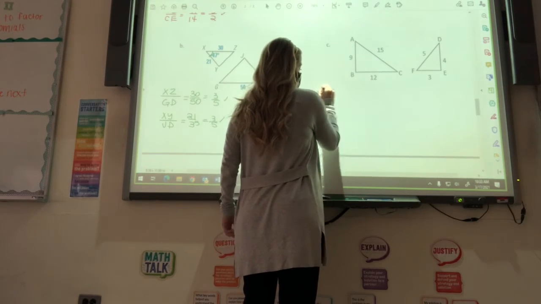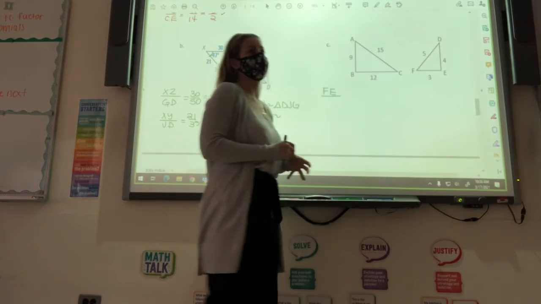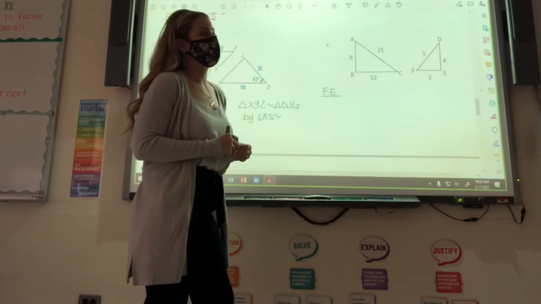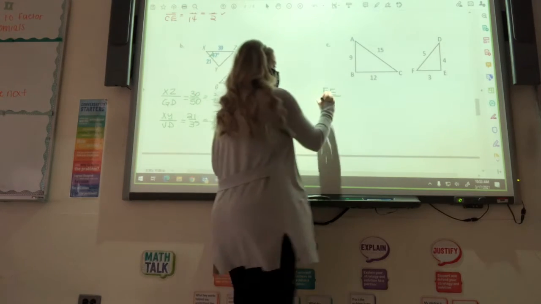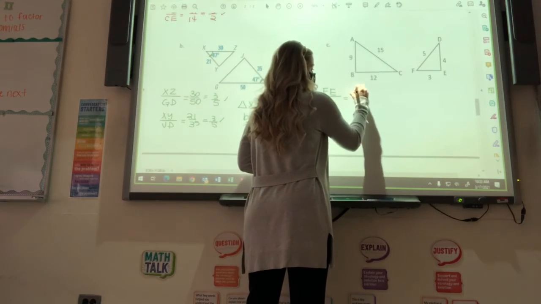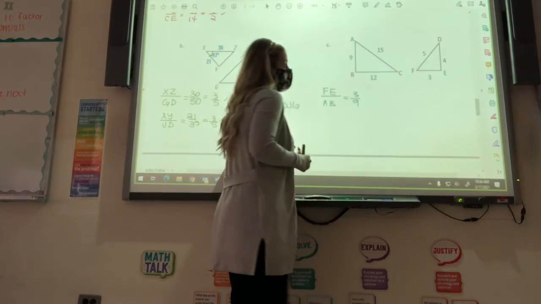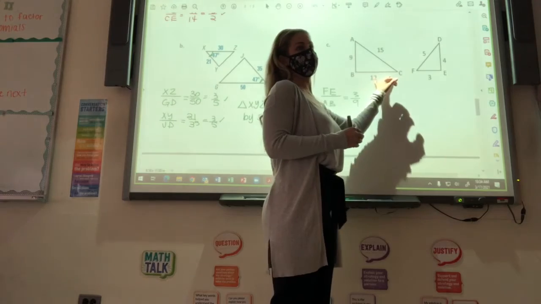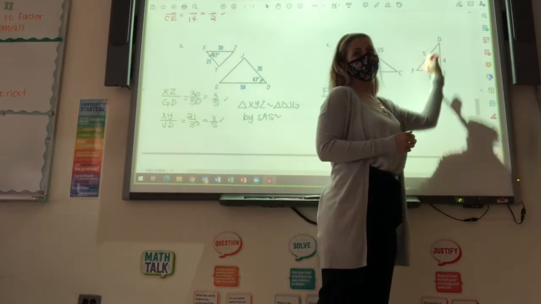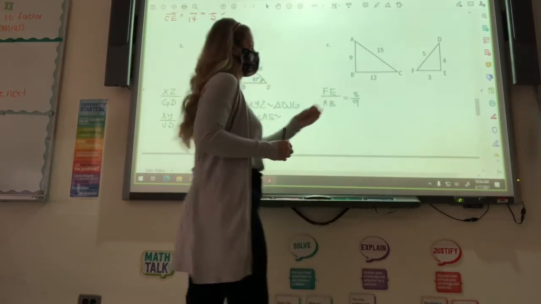So FE goes with which side? FE goes on BC. Be careful. Oh yeah, my bad. AB. Why AB, Guillermo? Because 3 is the smallest out of these three. So smallest side goes with smallest side.